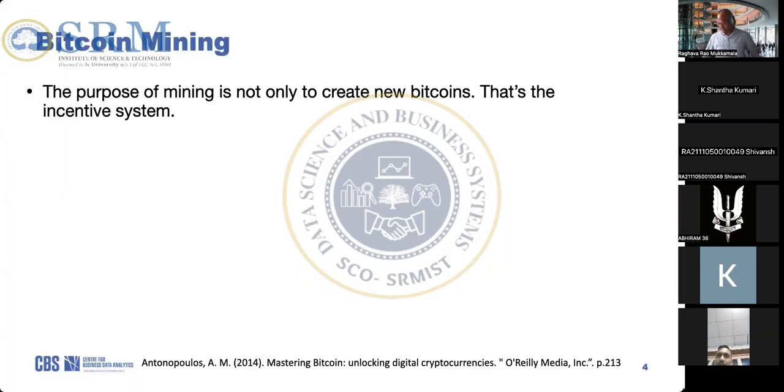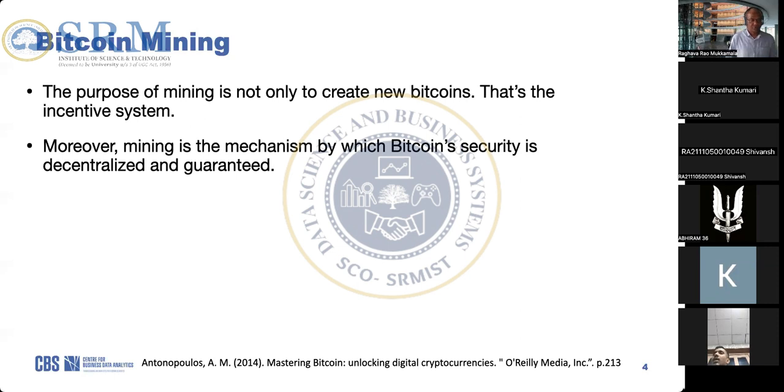So first of all, let us look into what mining is. The purpose of mining in cryptocurrencies is not only to create new coins. It is more than that. It's a kind of incentive system to make sure that things are going fine according to the rules in Bitcoin or in any cryptocurrency. Moreover, mining is a mechanism by which Bitcoin security is decentralized and also guaranteed.